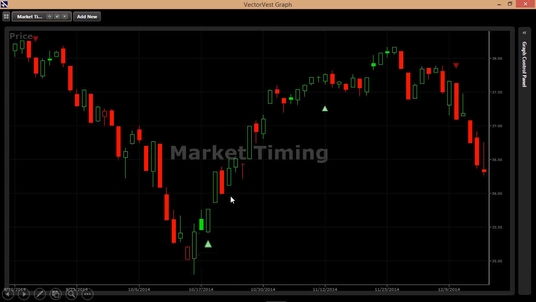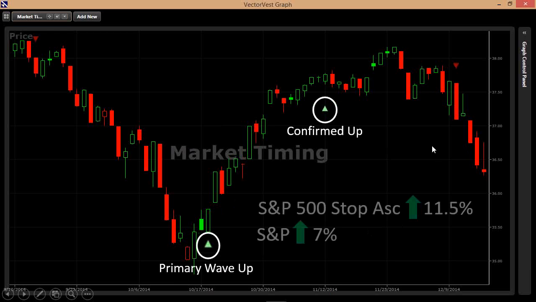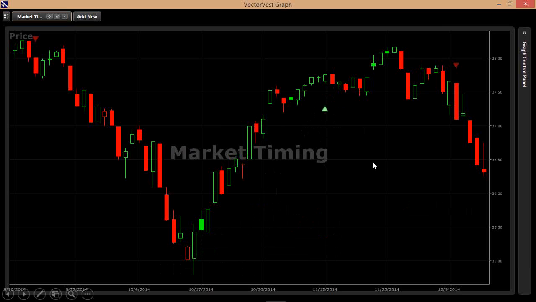And just to show you here, this was the same October time frame that we were looking at. The primary wave turned up again on October 20th. And the confirm call turned up, I believe, on November 12th. One of our best bottom fishing searches, S&P 500 Stop Ascending, went up 11.5% during that 3-week time period, while the S&P only went up 7%. So we outperformed the market during the blast-off phase. That's our goal. We always want to outperform the market. We did so during that time.